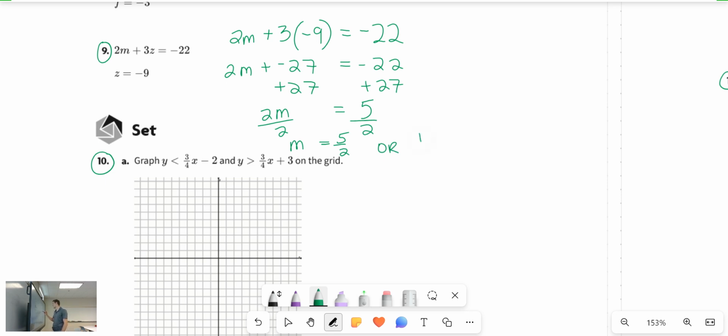or we can also write it as a decimal. m equals 2.5. Right? m is 5/2, or 2.5, however you want to say it. But m is equal to this value that is halfway between 2 and 3.